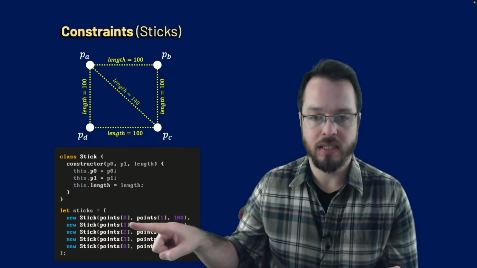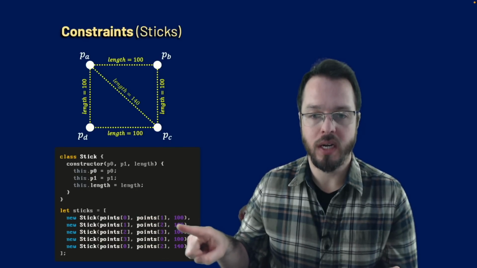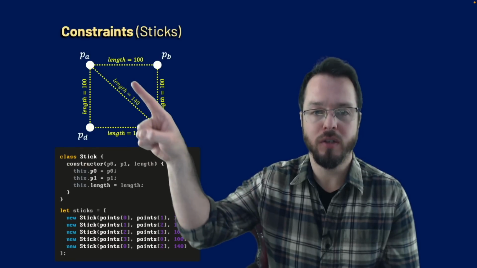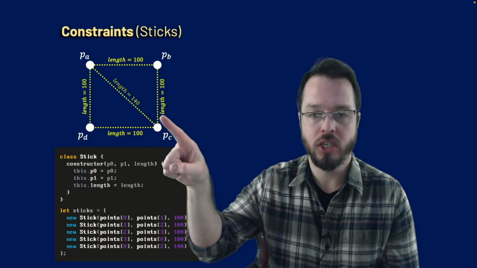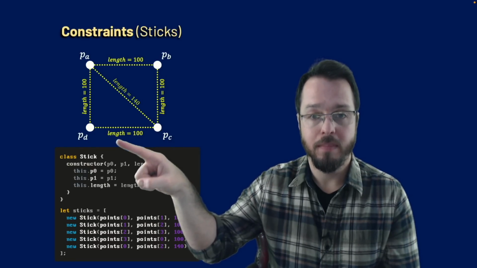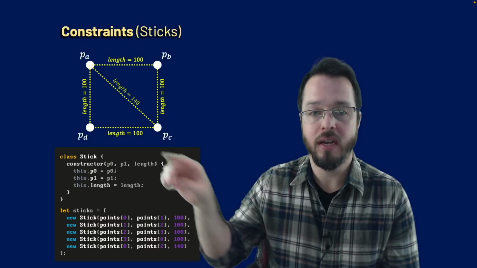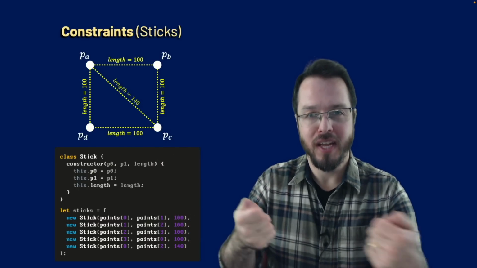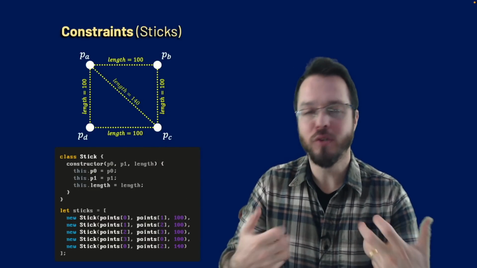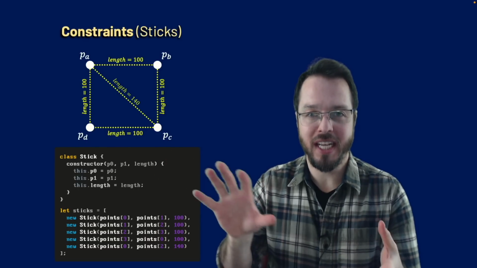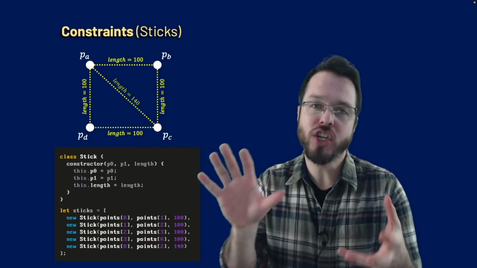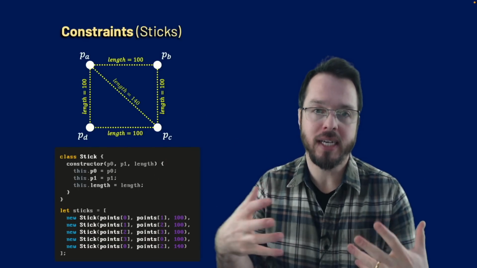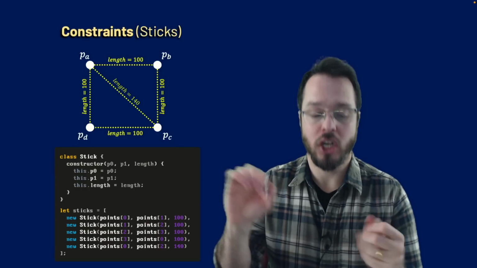The next stick is going to be between points 1 and 2, 100, then points 2 and 3. So it's always between the first and the second, the second and the third, the third and the fourth, and then back to the first, right? And also between the first and the third right here, right? Because I need to strengthen the core of our shape. I need to create this kind of rigid box, just by connecting sticks together. All right, so these are sticks.